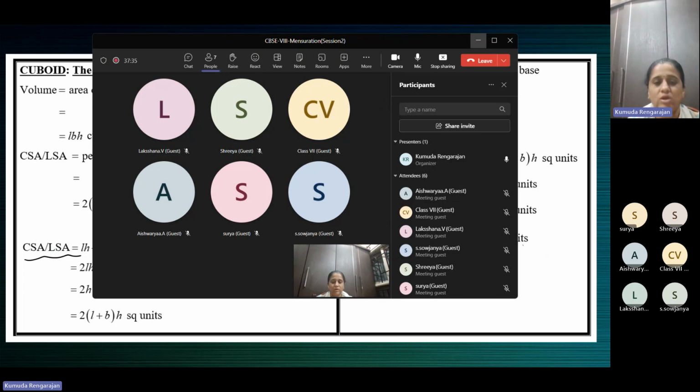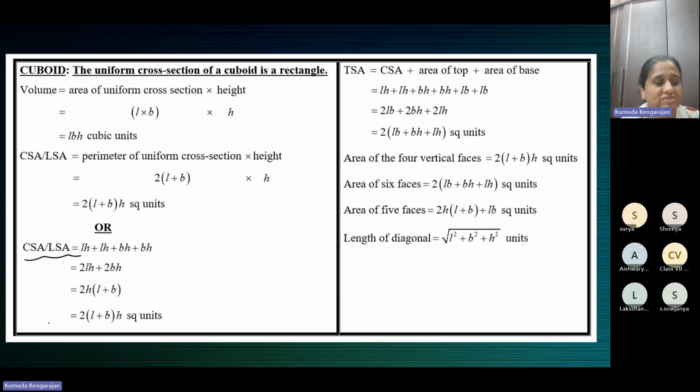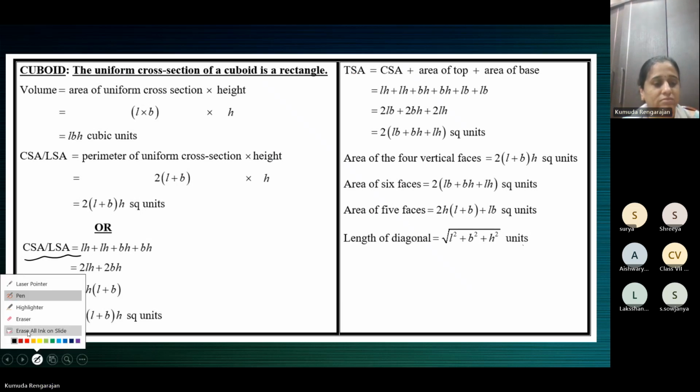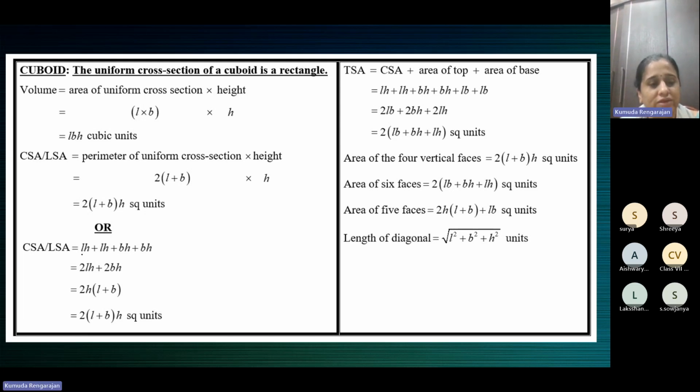So we can also derive the formula to find the CSA or LSA like this. This is the area of the front face, children. Length into height. See, curved surface area meaning area of 4 faces. Front, back, left, right. Top and bottom not included. Horizontal faces not included for curved surface area, only vertical faces.